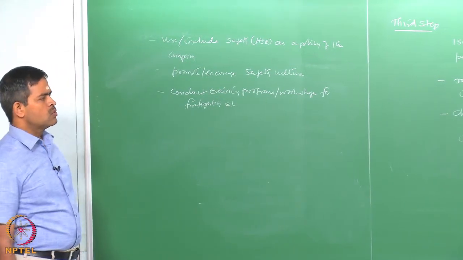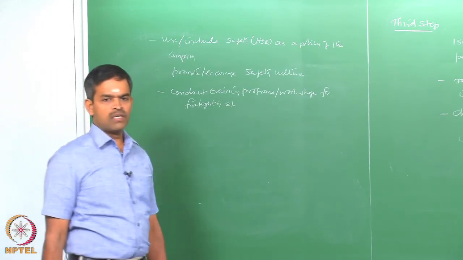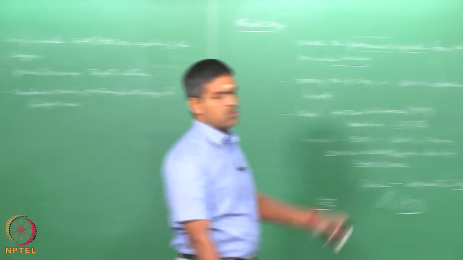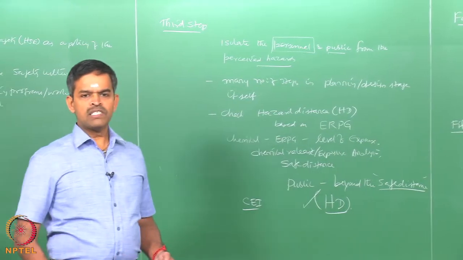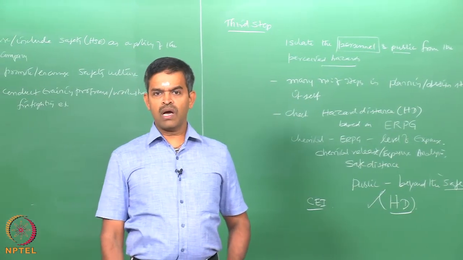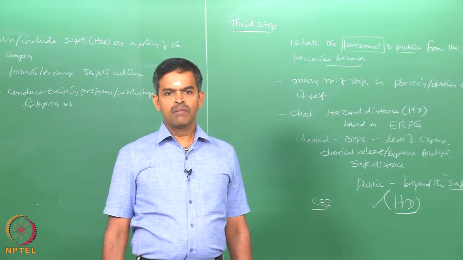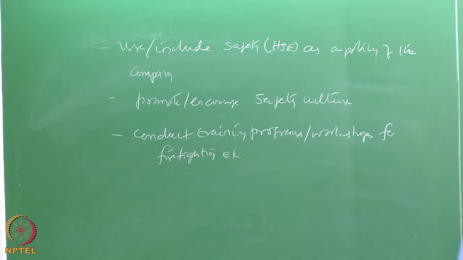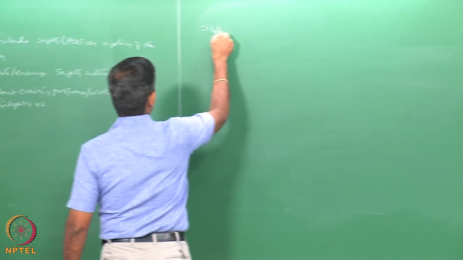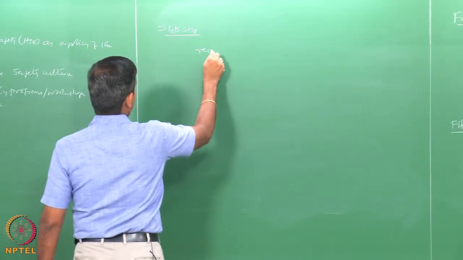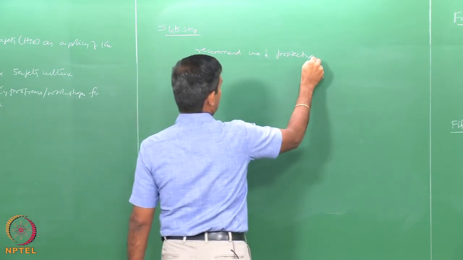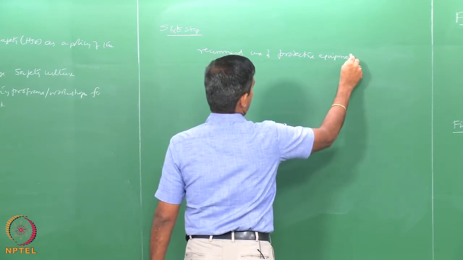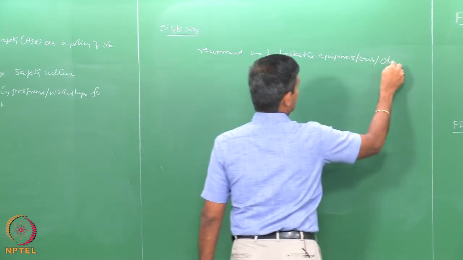So, one should be able to control the hazard in an effective manner even by using administrative tools as listed on the blackboard here. If all the 5 steps fail, then one can use the last step, what we call protective equipments or clothing. Recommend use of protective equipments, tools, clothing.